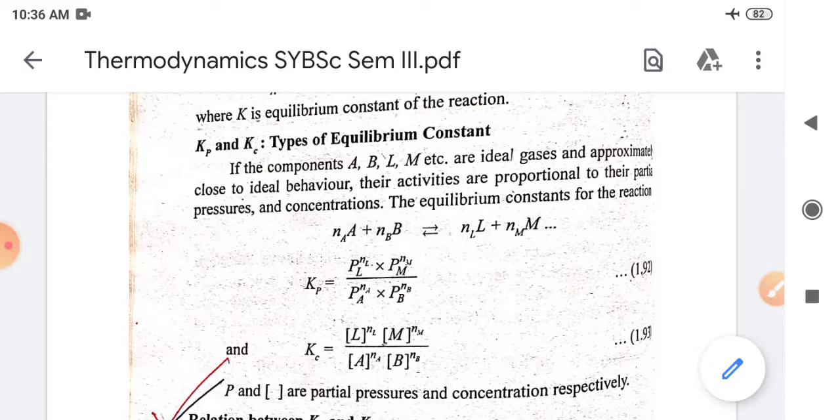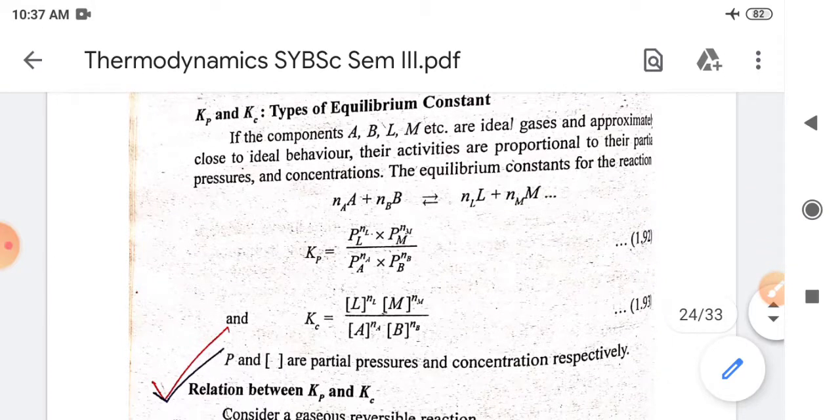Like we have the derivations of van't Hoff isotherm, van't Hoff isochore, and variation of this equilibrium constant with various parameters like pressure, volume, and temperature. So before we start with the van't Hoff isochore or van't Hoff isotherm equations, we first have to know what we mean by the equilibrium constant.